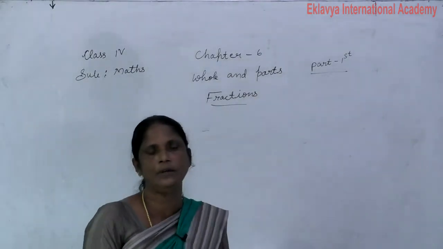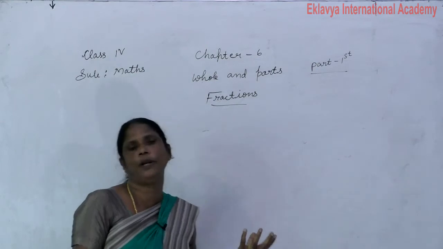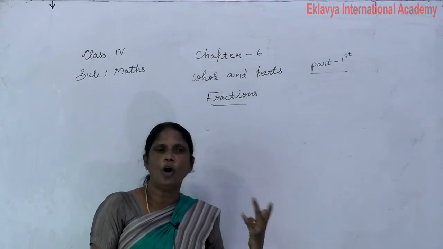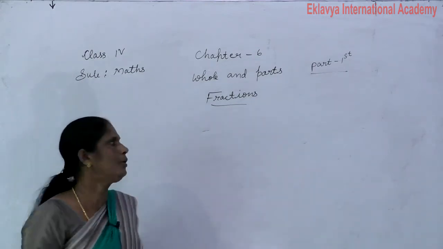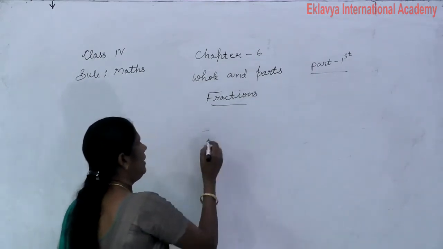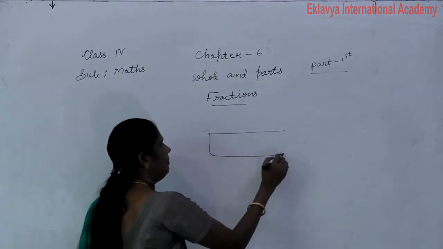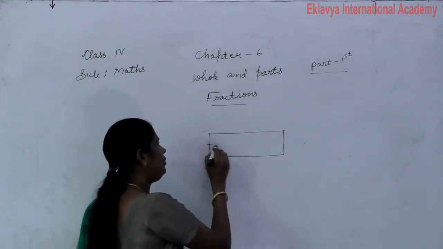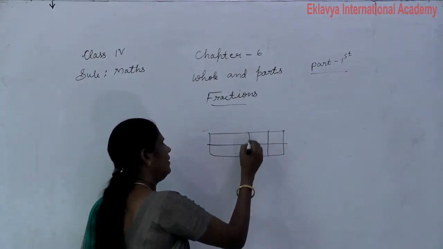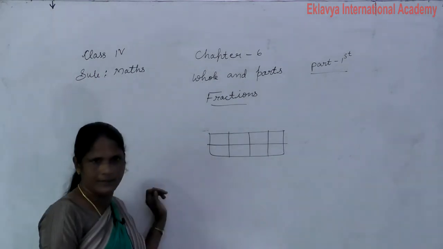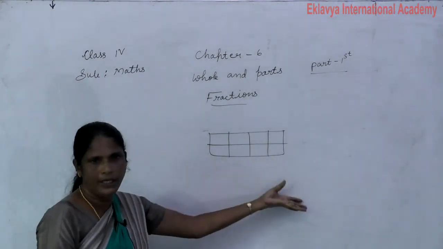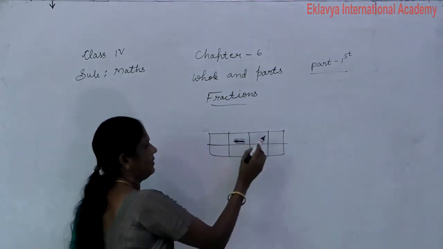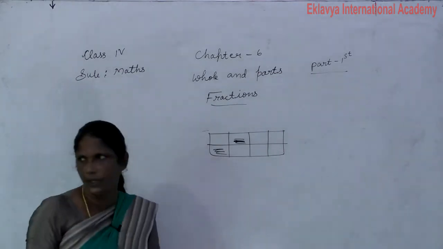What do you mean by fraction? Fraction is a part of a whole. Fraction is a part of or parts of a whole. Look here. This is a whole rectangle. Then I divided it into 8 parts. Then I shaded 2 parts.